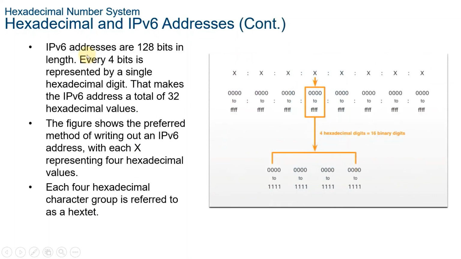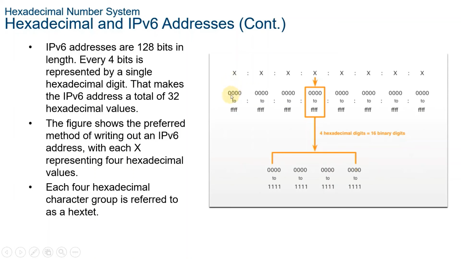Binary and hexadecimal work well together because it is easier to express a value as a single hexadecimal digit than as 4 binary bits. Now, the hexadecimal numbering system is used in networking to represent IPv6 addresses and Ethernet MAC addresses. IPv6 addresses are 128 bits in length, and every 4 bits is represented by a single hexadecimal digit, for a total of 32 hexadecimal values.